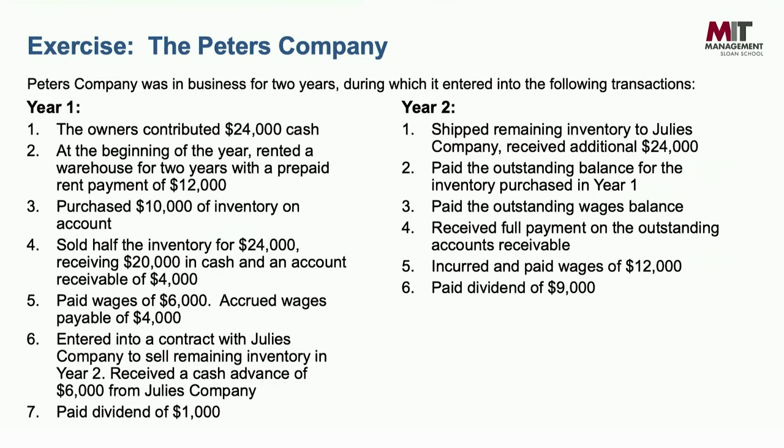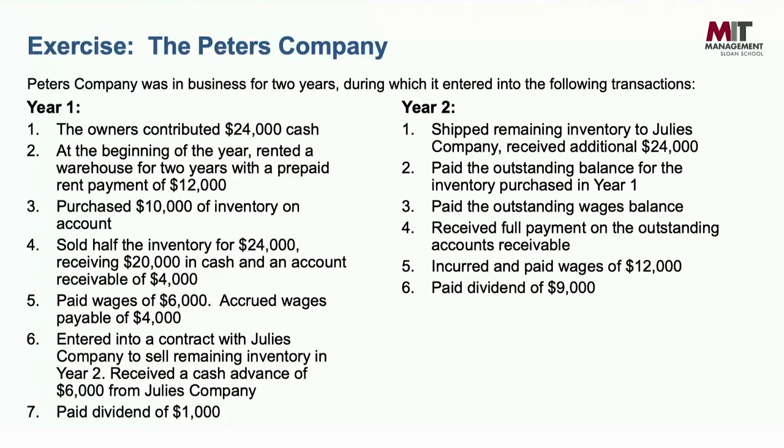Fifth transaction, we paid wages of $6,000 and we accrued wages payable of $4,000. That means that we owe our employees $10,000. We directly pay them in cash $6,000 and we owe them $4,000. If you ever worked for a company that pays you every 2 weeks, halfway in that 2 weeks, that company owes you money, so they've got an accrued wages payable to you, and they'll pay that money to you at the end of the 2 weeks, a week from now.